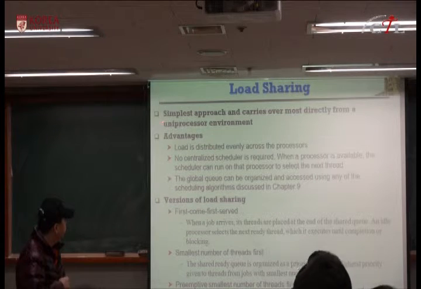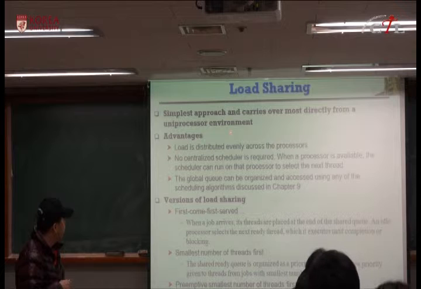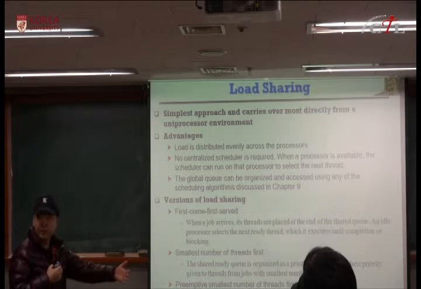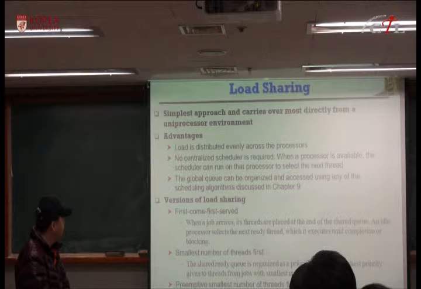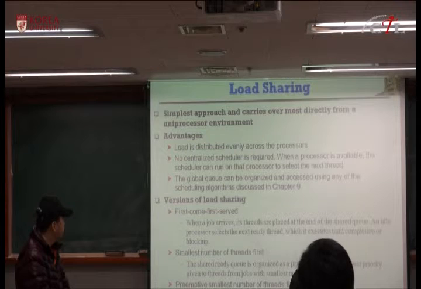Load sharing is the simplest approach. It carries over mostly directly from a uniprocessor environment, and load is distributed evenly across the processors because there is a shared queue. Right? Okay. So no centralized scheduler is required. When a processor is available, the scheduler can run on that processor to select the next thread.